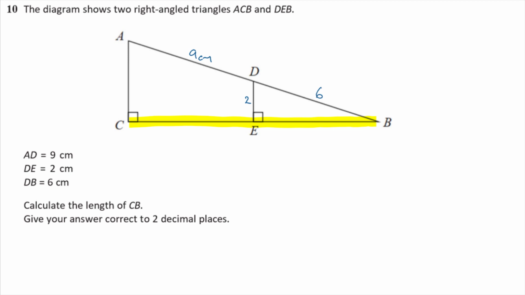Okay, so when we're looking at similar triangles, the first thing we need is a pair of sides that go together, so that we can work out what the ratio is between the two triangles, or how much bigger, or the scale factor, I suppose is another way of saying it.